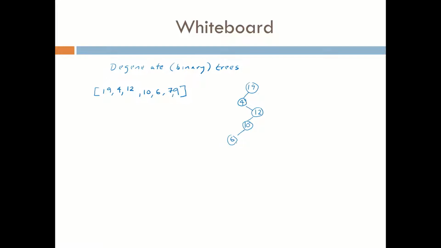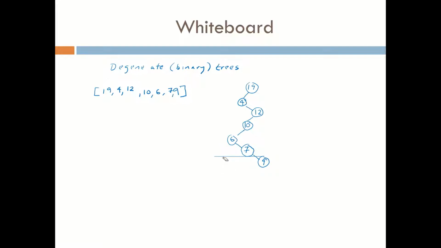And then the 7, okay? So if we trace it all the way back to the root, we'll realize that the 7 belongs here. And finally, we'll add the 9, which is less than 19, greater than 4, less than 12, less than 10, greater than 6, greater than 7. So the 9 shows up here.